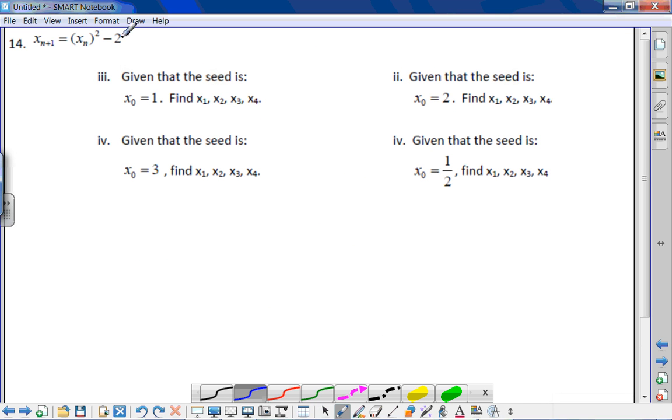All right, new rule. When the seed is 1, find the first 4 iterations. So let's use the seed of 1, square it, subtract 2. That's 1 minus 2, which is negative 2.